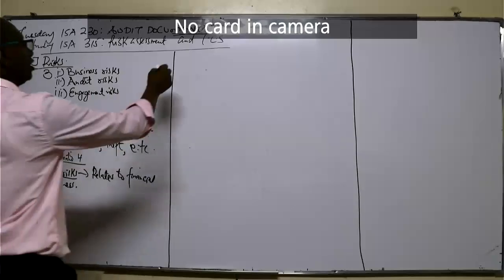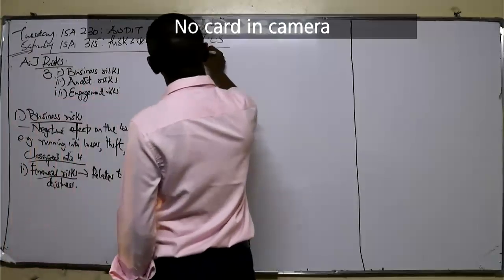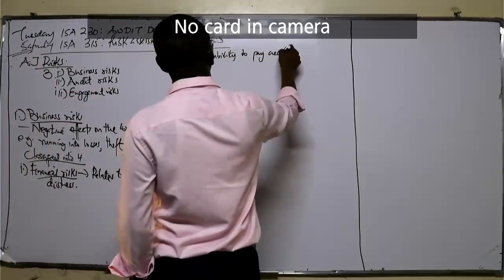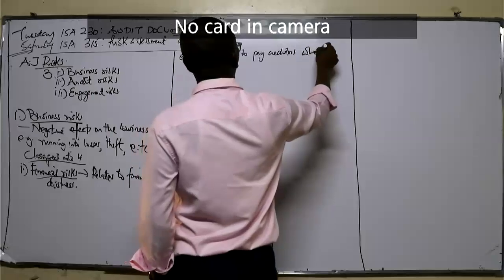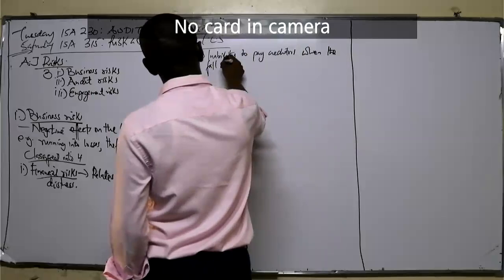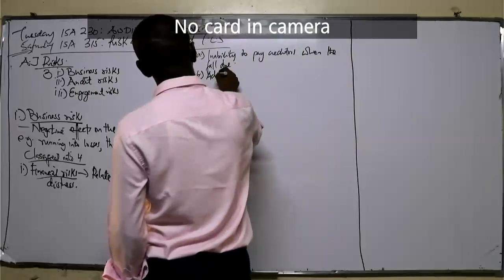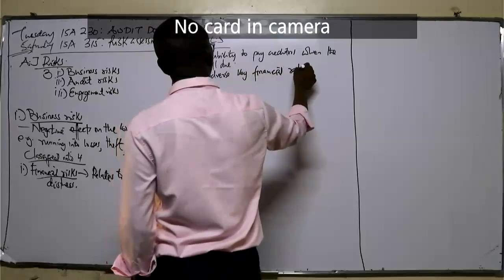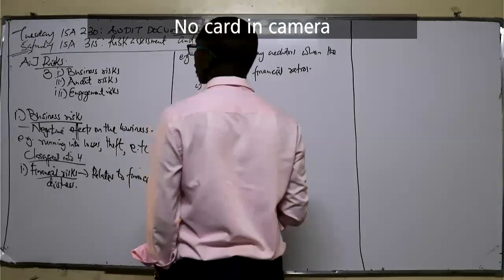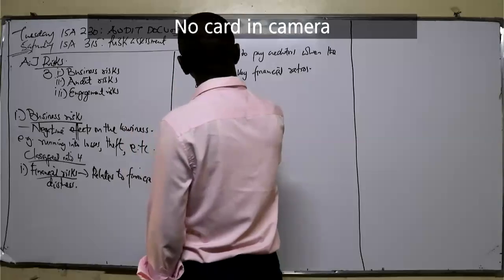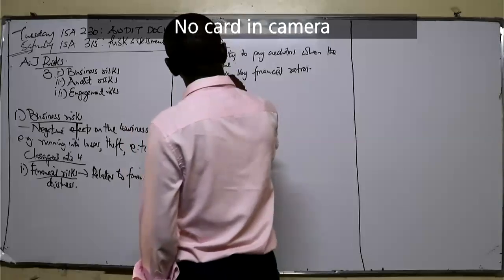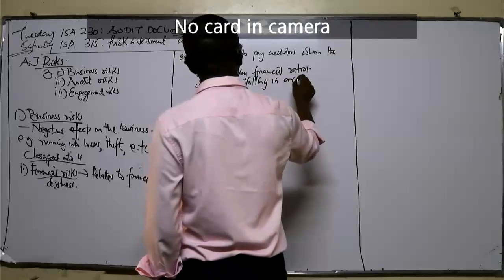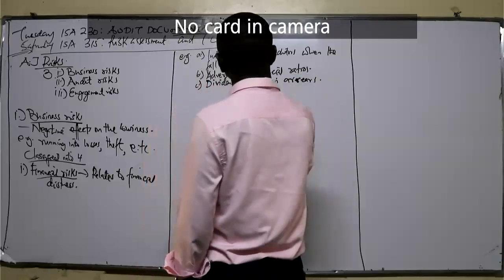E.g., it is manifested by inability to pay creditors when they fall due. B, adverse key financial ratios. We talk of the element of dividends falling in arrears.